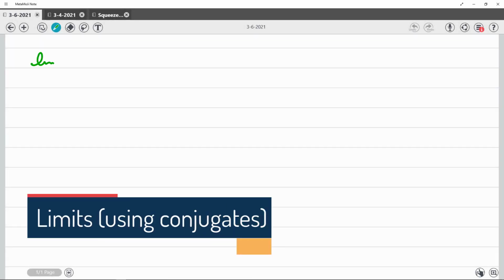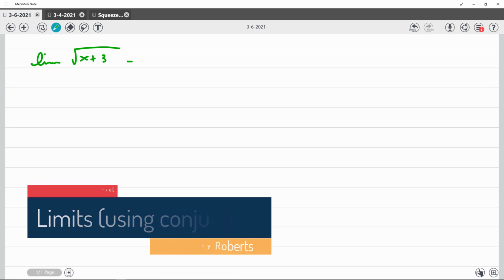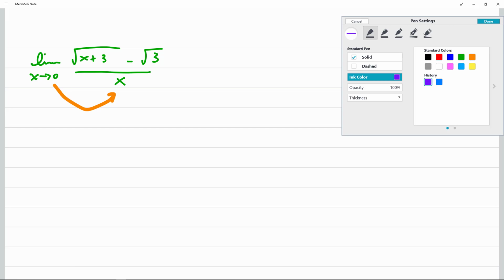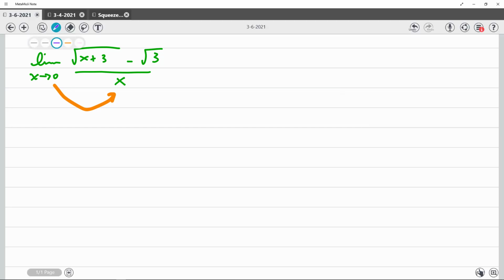I want to find the limit of the square root of x plus 3 minus the square root of 3, all over x, as x approaches 0. So the first thing I notice is I cannot plug in 0 for x, right? Because if you do, you will be dividing by 0, and you can't do that.